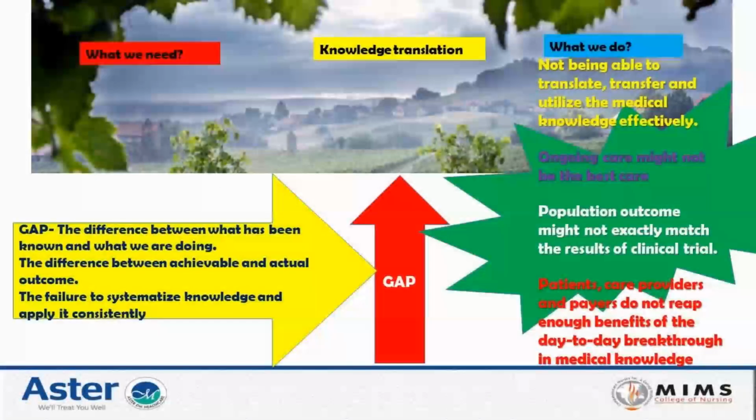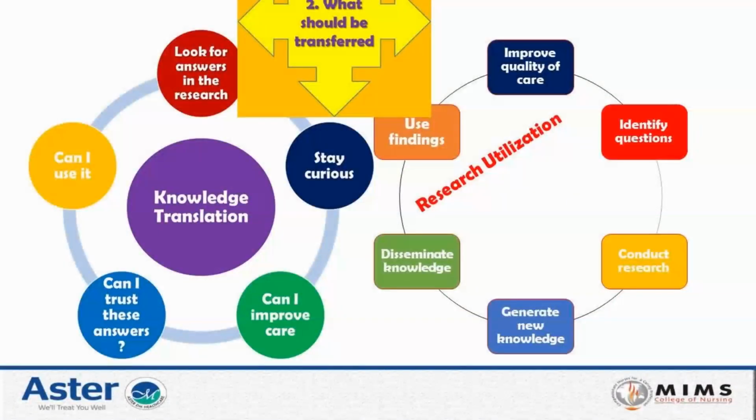Then I have told you about identifying the gap and filling the gap. This is also very important. The difference between achievable and actual outcome has to be found out, and then you may be able to fill the gap by doing new research or identifying new things like that. This is again what we transfer, what should be transferred.